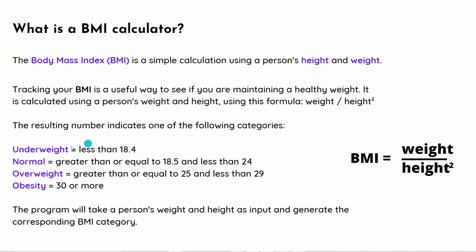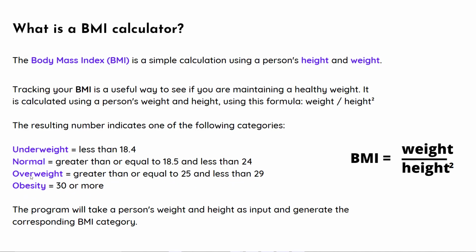I'll tell you how, but first let us understand there are some rules that you have to follow in order to make this BMI work for the person. There are some conditions or categories. Once you have calculated weight by height square of that person, if that BMI is less than 18.4, then you have to tell that the person is underweight. If it is greater than or equal to 18.5 and less than 24, that means if the BMI is between 18.5 and 24, then the person is a normal person. If it is between 25 and 29, the person is overweight. If it exceeds 30, then you have to tell them it's obesity.